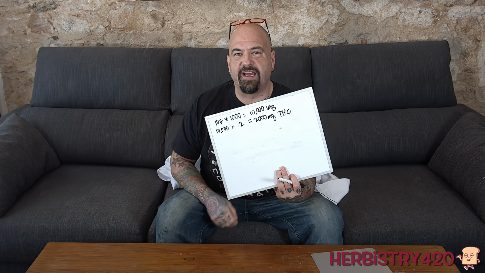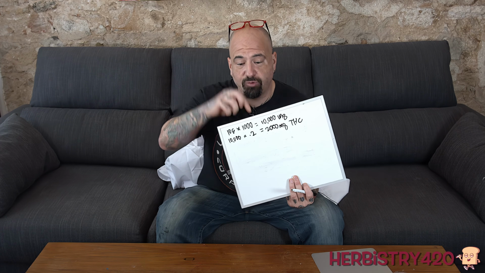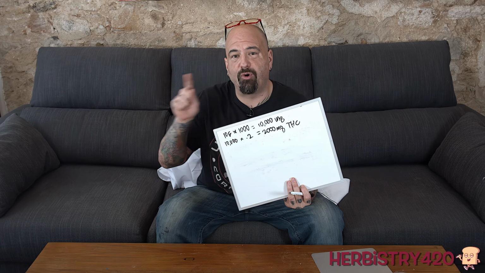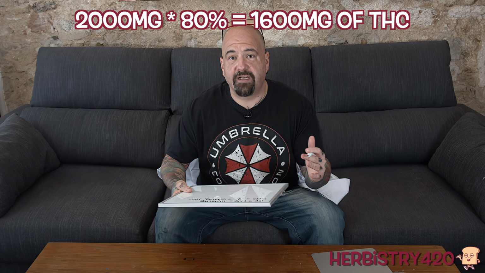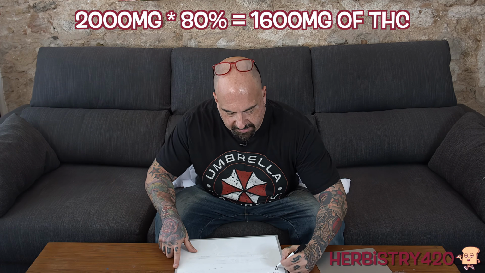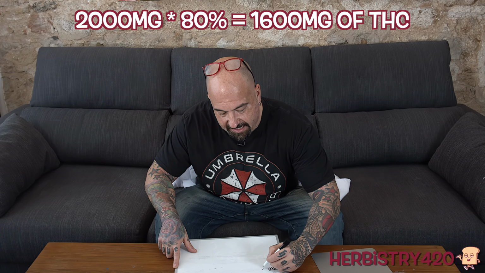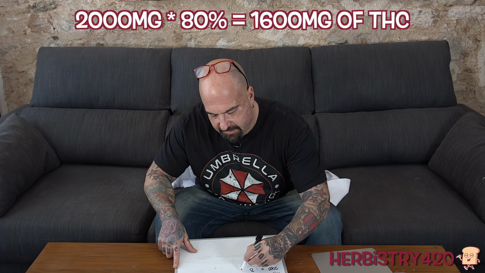So if we want to find out what a 20% loss is of 2,000 milligrams, we would take 2,000 milligrams and multiply it by 0.8 to give us 80% of that result. So 2,000 milligrams times 0.8 equals 1,600 milligrams of THC in our infusion.